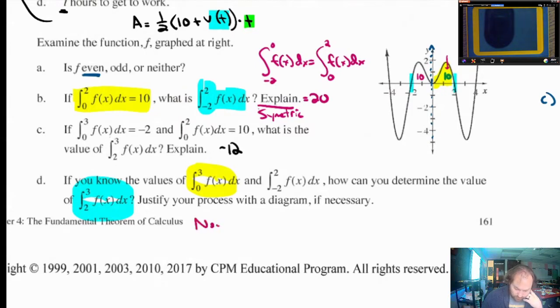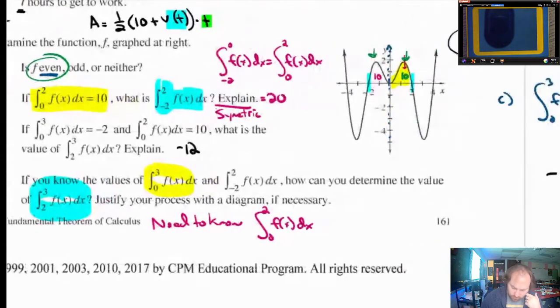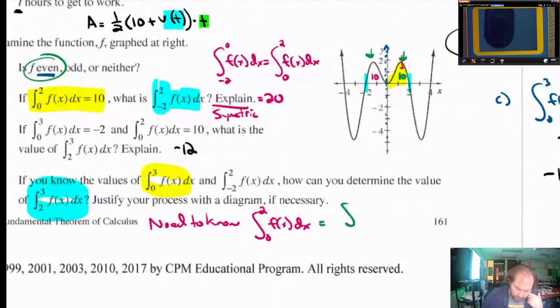We need to know the integral from 0 to 2 of f of x dx. But we can find that because we know this is an even function from the top of the problem. So we know these two chunks there have to be equal to each other. So what we can do to find this, we can take the integral from -2 to 2 of f of x dx. We can divide it by 2. And once I know that number, I can subtract that from the integral from 0 to 3 and figure out what the integral from 2 to 3 is. That's kind of the process there.